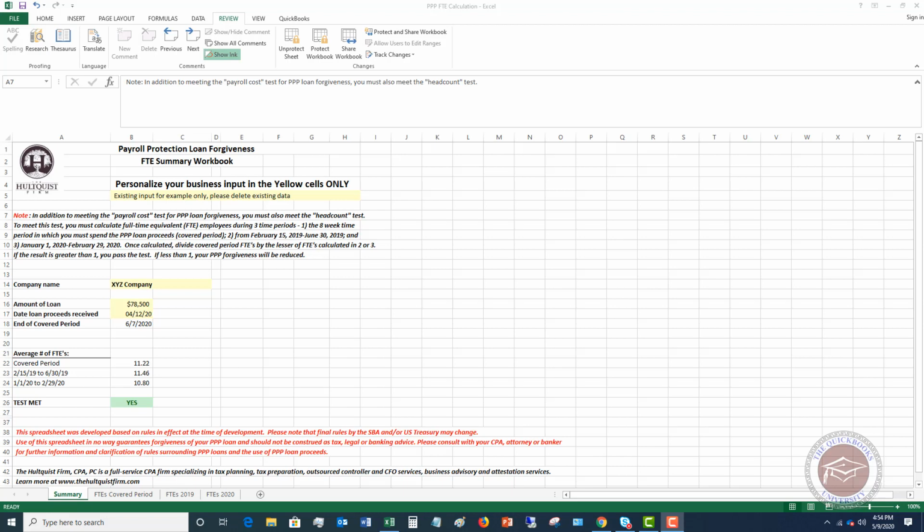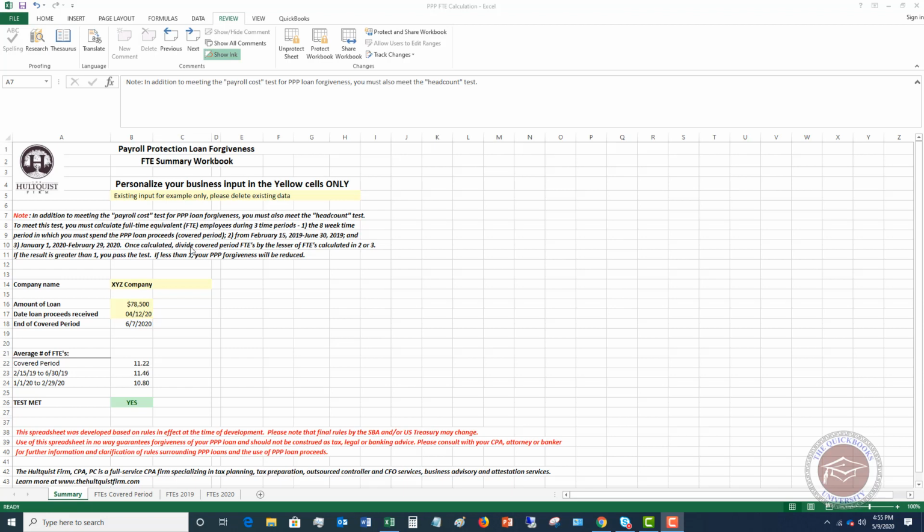Let's walk through this. This rule gets a little bit funky, but I did put the general rule right up here in the beginning. Basically, you have to look at 3 time periods when you're calculating your full-time equivalent employees. The first one is the 8-week time period in which you must spend the PPP loan proceeds. This is called your covered period. The second one is from February 15th, 2019 through June 30th, 2019. And the last one is January 1st, 2020 through February 29th, 2020.